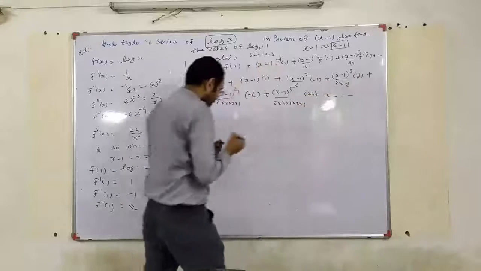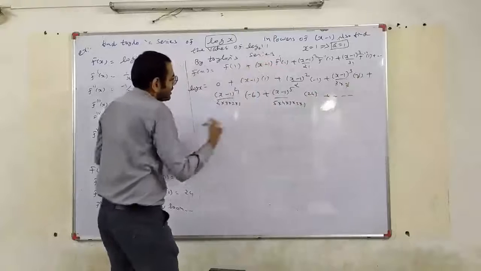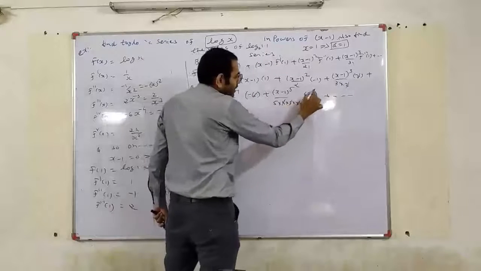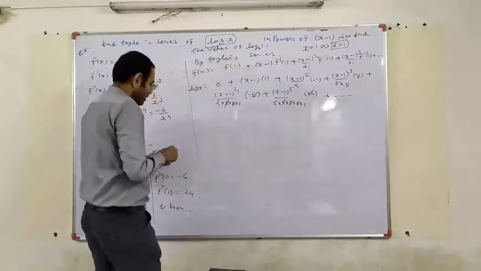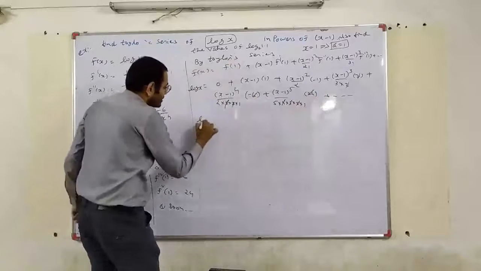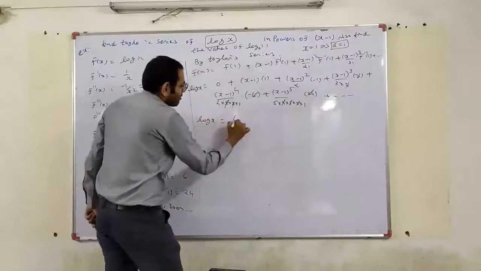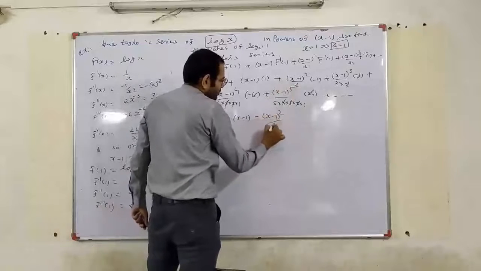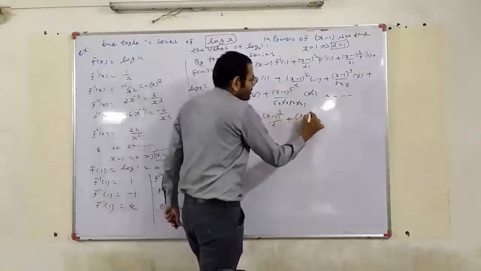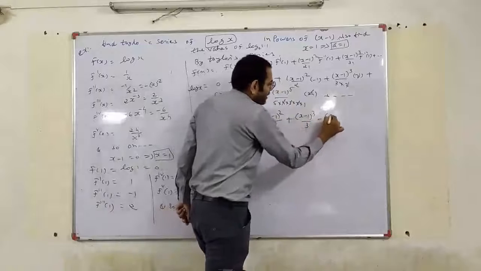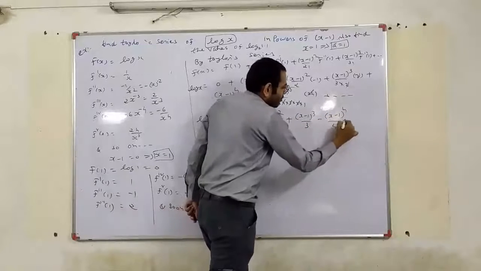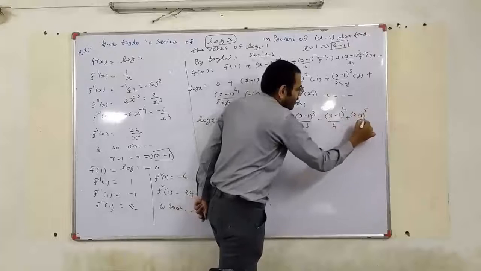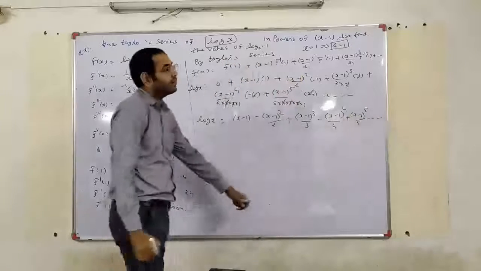Here 2 cancels out, here 3 to the 6 cancels out, 4 3s are 12 to the 24 cancels out. Then our Taylor series is log x equal to x minus 1, minus (x minus 1) whole square by 2, plus (x minus 1) whole cube by 3, minus (x minus 1) raised to 4 by 4, plus (x minus 1) raised to 5 by 5, and so on.